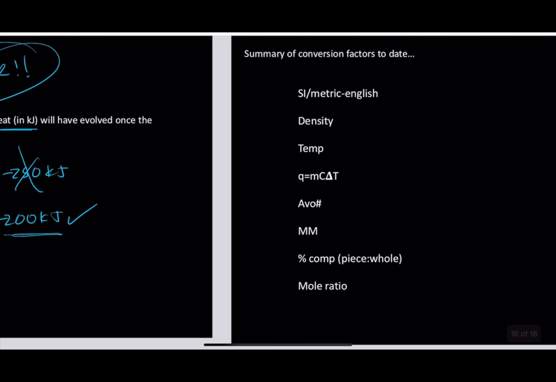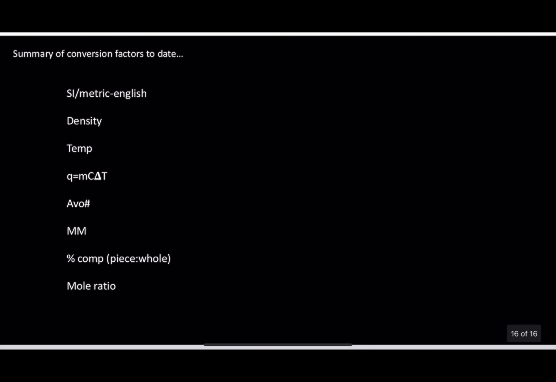Okay, now finally, that brings us to a summary of conversion factors to date. So now we've learned mole ratios. This is the only conversion factor that converts between moles of A and moles of B via a balanced chemical equation. The only one. And that's what makes this one special. Everything else converts within the same thing.